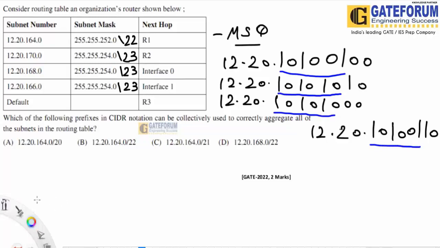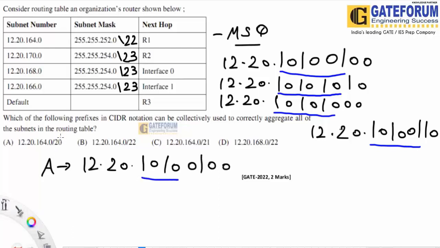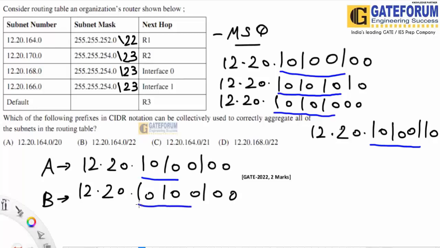Again, let's go through the options. For option A, we have 12.20.164. 164 is 10100101, 10100100. But here the subnet is still 101, because it is given mask 20, so 8 plus 8, 16 plus 4, 20. Option B is again 12.20.164, again 10100100, but it has mask 22, which is still here. 8 plus 8, 16 plus 6, 22.